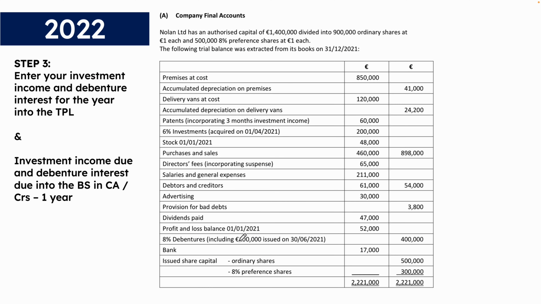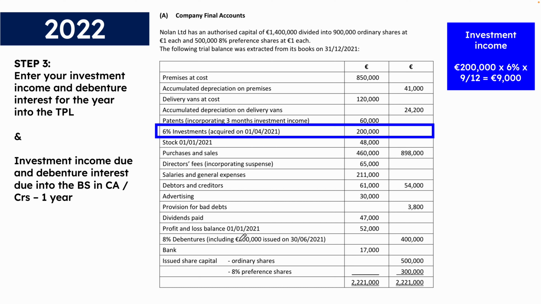Right, so here we are. Here's the trial balance, and we can find the information about our investments and our debentures here. So we had 6% investments, 200,000, and they were acquired on the 1st of the 4th. So we had them for 9 months of the year. So we had them for the 4th, 5th, 6th, 7th, 8th, 9th, 10th, 11th, 12th, which is 9 months. So 200,000 multiplied by the 6% rate, multiplied by 9 over 12, that is €9,000.